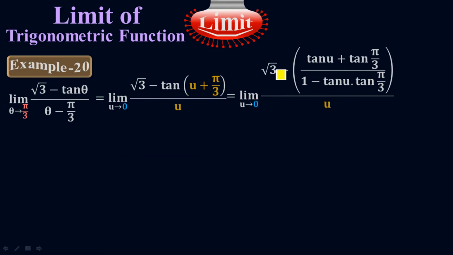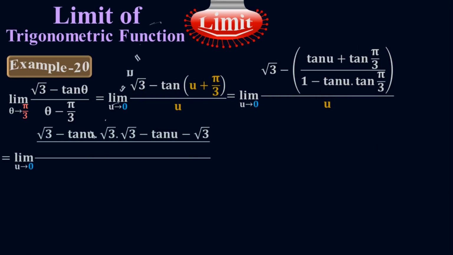Now take the LCM of √3 under the root and this term, which equals the limit of (√3 − tan u) over (√3 times (√3 − tan u) − √3) over (1 − tan u times √3), over u, where u approaches 0. When you take the LCM of this term and this whole term, you will get this fractional form in the numerator. Because in the LCM, you multiply √3 with this denominator.